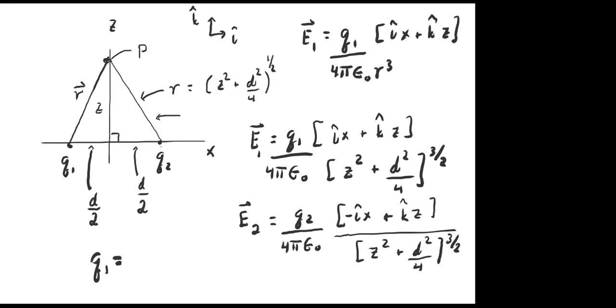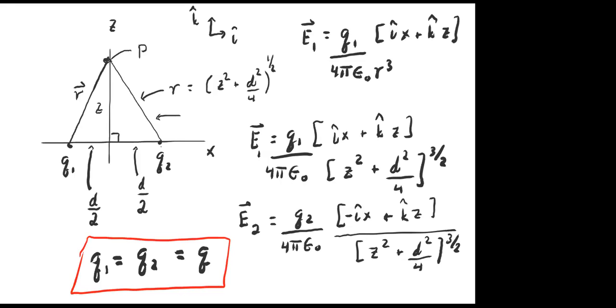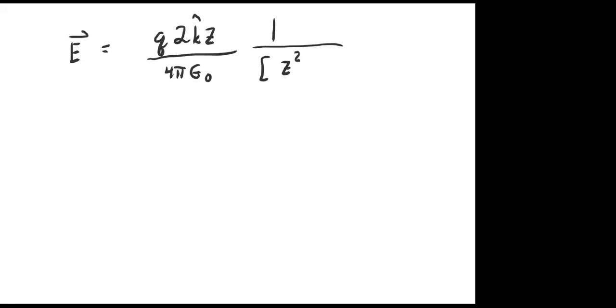You need to recognize, to make our life simple, that in this problem both these charges are identical. So Q1 and Q2 equal Q. And you can add these two things up using the principle of superposition. What you'll find for this problem is that the electric field for those two charges is simply 2 Q k hat z divided by 4 pi epsilon naught, and this whole thing is multiplied by 1 over the quantity z squared plus d squared over 4, all that to the 3/2 power. And again, recognize d is a constant and z really is a variable. You can now find the electric field at any point in the k hat direction.